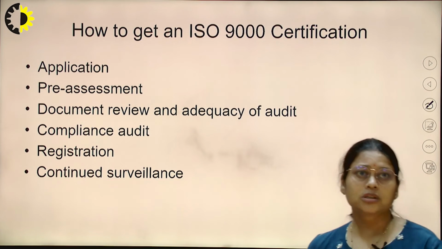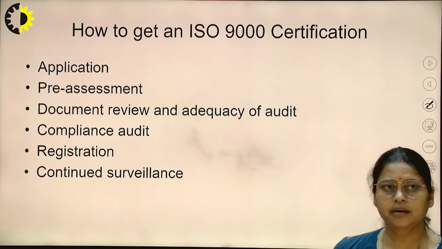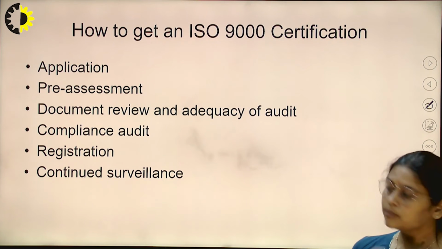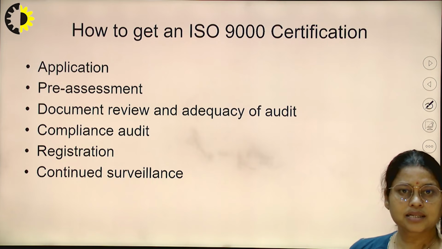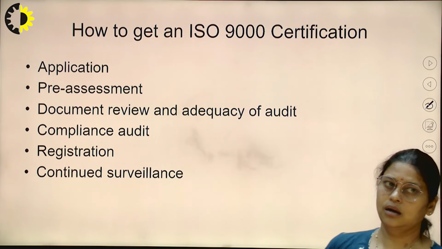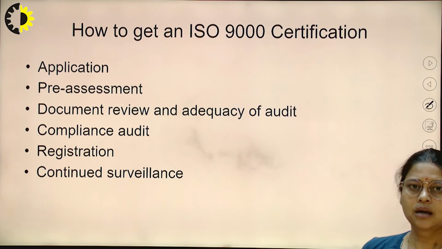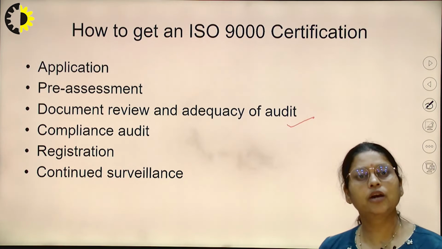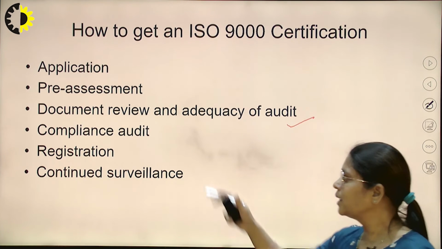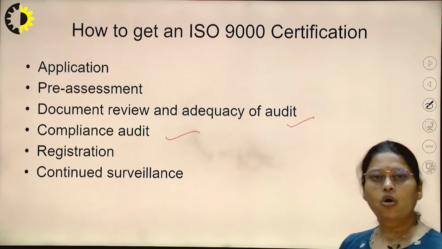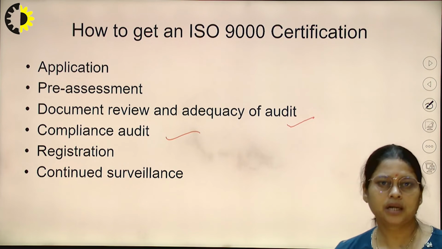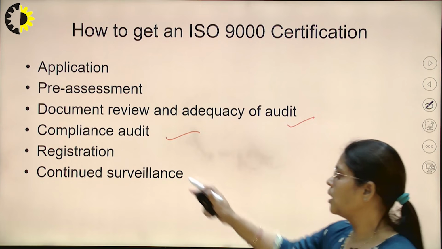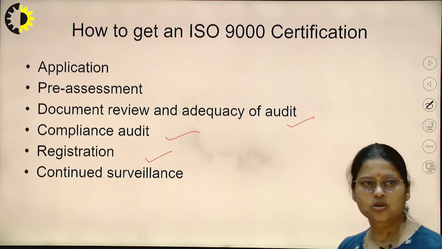This is the process of getting an ISO 9000 certificate. First of all, we fill the application for ISO certification. Then there will be a pre-assessment process. The company will make a pre-visit to your organization. Then the document review and adequacy audit process will be there. And finally, a compliance visit or compliance audit of your organization is done. After the successful completion of this audit process, the company will register for this ISO certification.